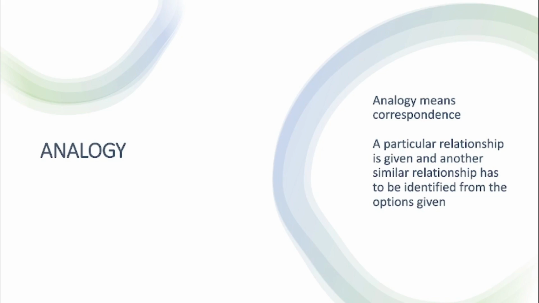Analogy questions give three words, and the first two words are related to each other. We need to find that relation and find the same relation between the third word and the word given in the options. That is how analogy questions work in reasoning.